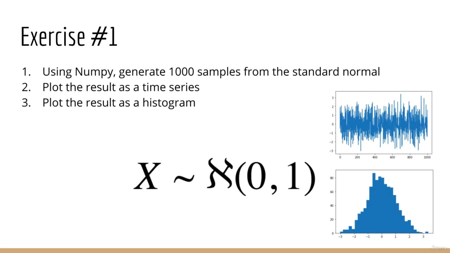So your first exercise is to use NumPy to generate 1,000 random samples from the standard normal. That is, samples from the normal distribution with mean 0 and variance 1. Note that this lecture will also help us to introduce some notation. You'll see that I'm using this unconventional letter n to mean the normal. This is so that we don't get it confused with the regular n, which I usually use to mean the number of samples in a dataset.